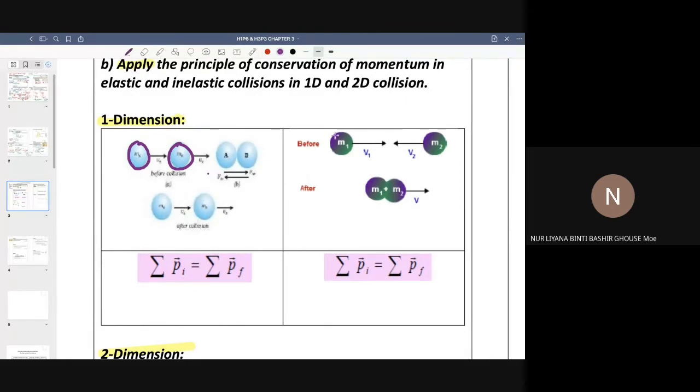Kalau case yang ni, sebelum ni mass 1 bergerak juga. Mass 2 pun bergerak juga. Tapi bezanya, after collision, they stick and move together. Dua-dua mass ni bergerak pada velocity yang sama.